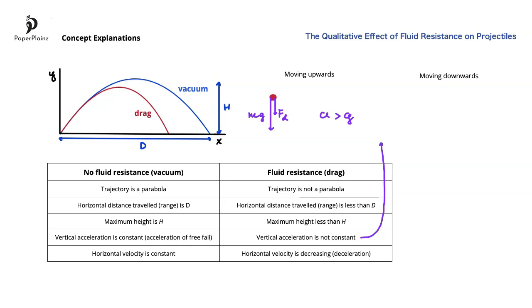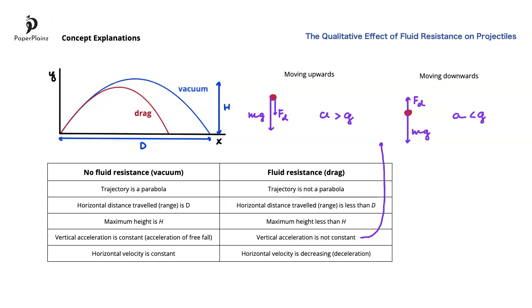When the projectile is moving downwards, we still have the gravitational force that is acting downwards. However, now the drag force is acting upwards. As a result, the net force on the projectile is less than the gravitational force, so the magnitude of the projectile's acceleration is less than that of the acceleration of free fall.